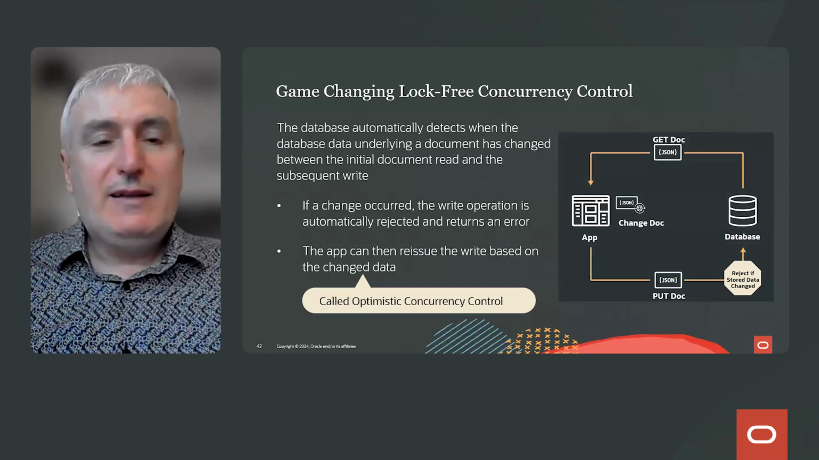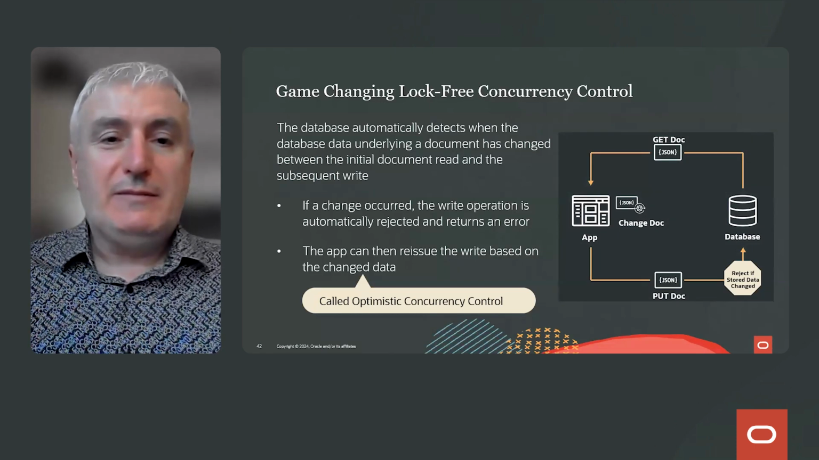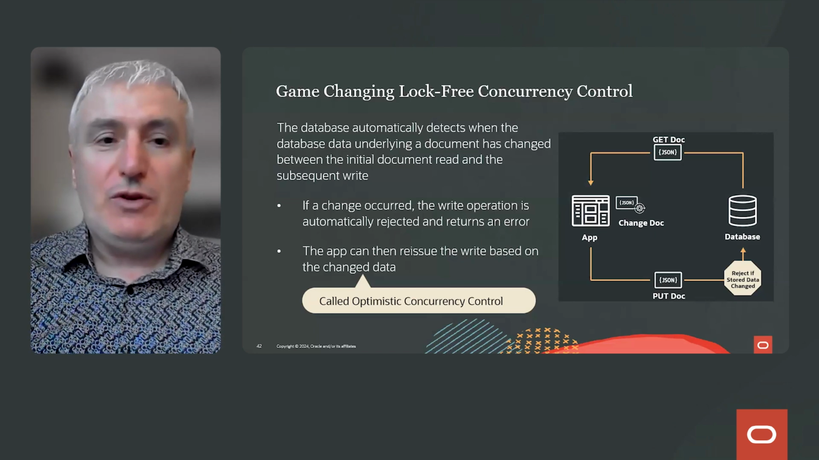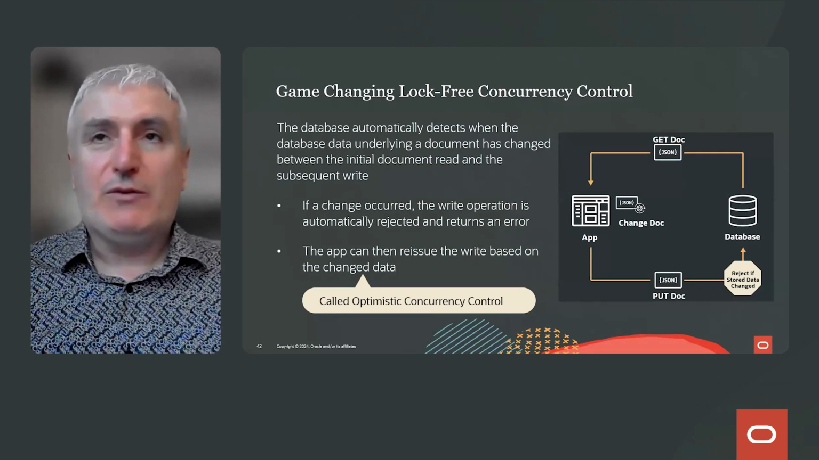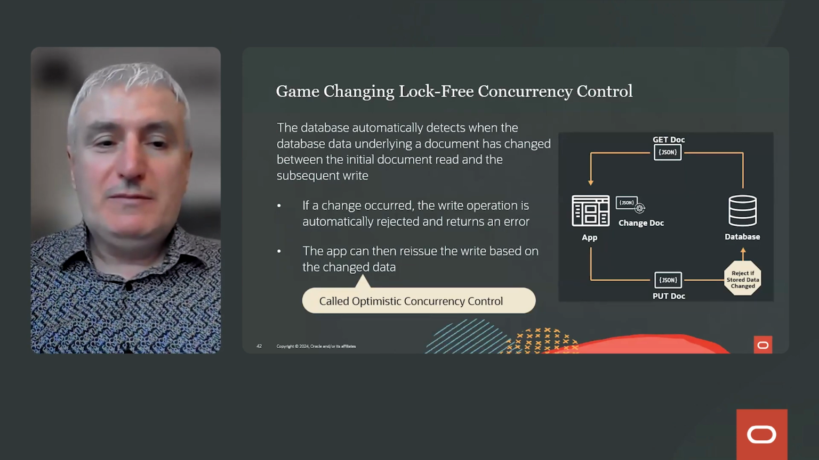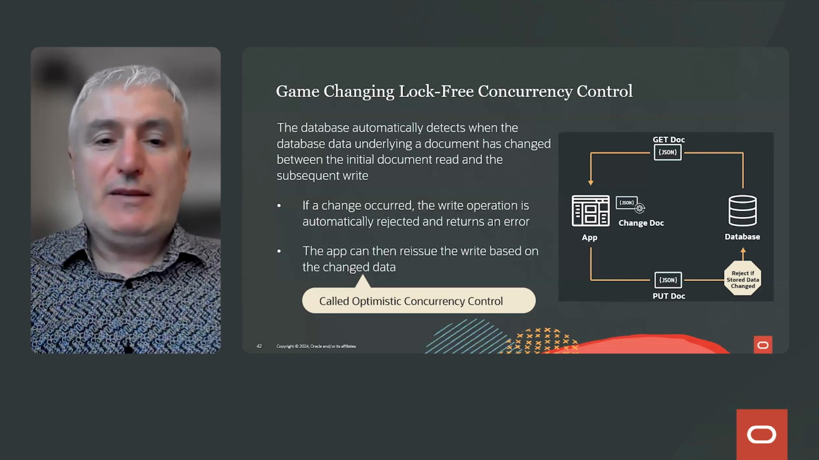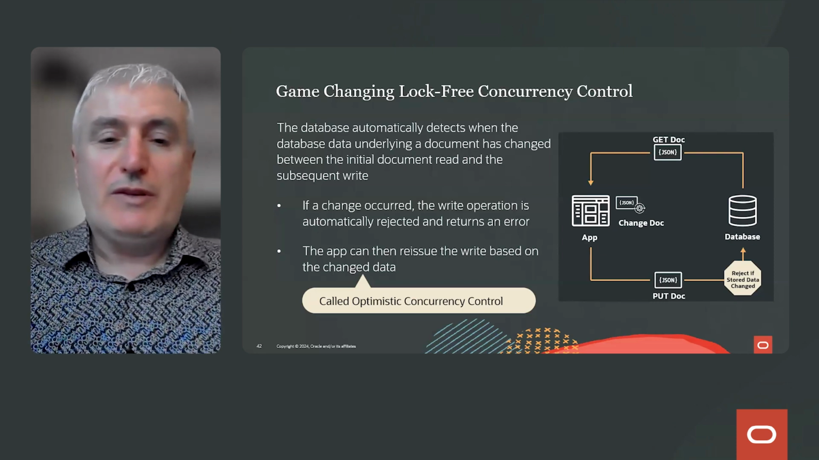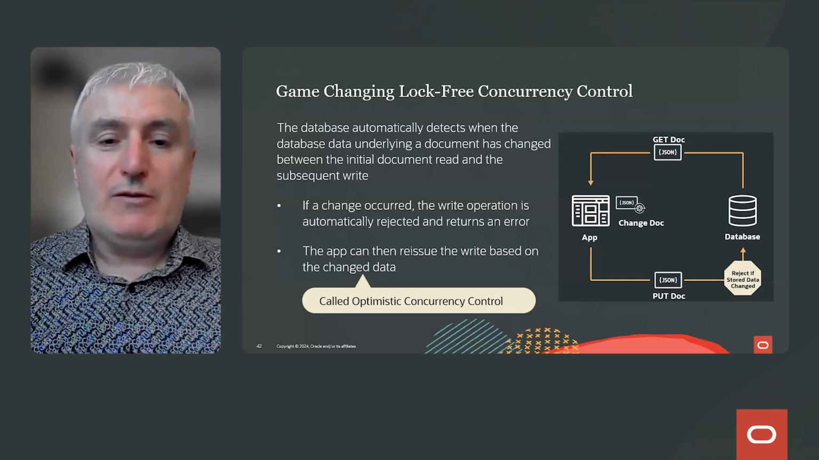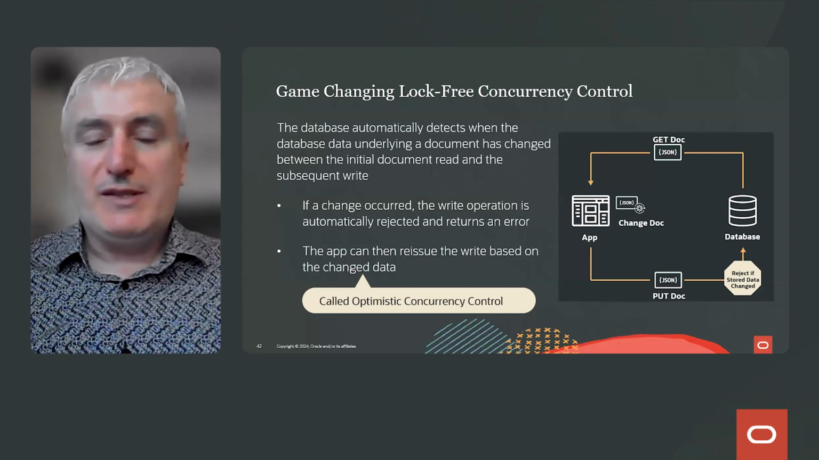As I said, the database will automatically detect when the database data, which is underlying the document, has changed between the initial document read and the subsequent write. And if in between a change occurred, then the write operation will be automatically rejected and will return an error. The application can then reissue the write based on the changed data. This is something what we call optimistic concurrency control.